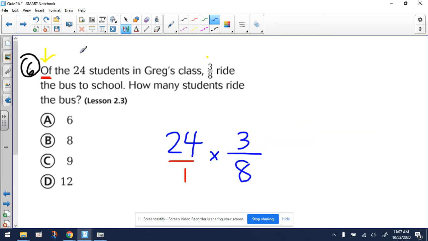All right, so if we're ready to go on to number 6, number 6 says, of the 24 students in Greg's class, 3/8 ride the bus to school. How many students ride the bus? So remember that word "of" usually means multiply. So we're multiplying the two numbers together, and that should be mental math. But if you're not able to use the mental math strategy, taking advantage of the fact that 8 is a factor of 24, then you can go ahead and rethink 24 as 24 over 1 and finish up the algorithm and choose your answer that way. All right, so you may need to pause this to write that down.